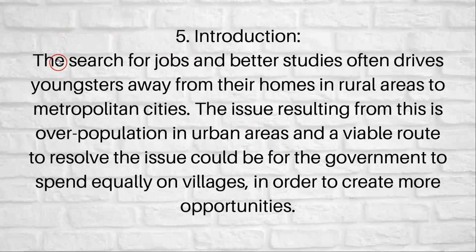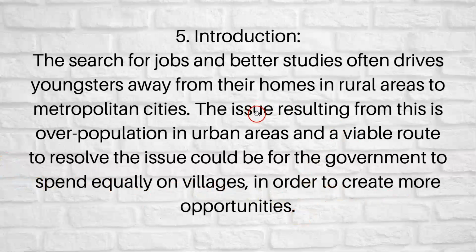Let's paraphrase. The search for jobs and better studies often drives youngsters away from their homes in rural areas to metropolitan cities. This is our paraphrasing. Now we are supposed to give the problem associated. There is no stand in this question, so we are not going to give a thesis statement. The issue resulting from this is overpopulation in urban areas, and a viable route to resolve the issue could be for the government to spend equally on villages in order to create more opportunities.